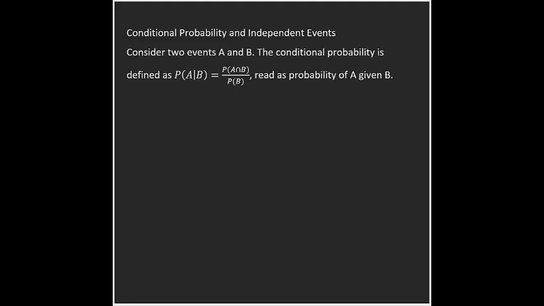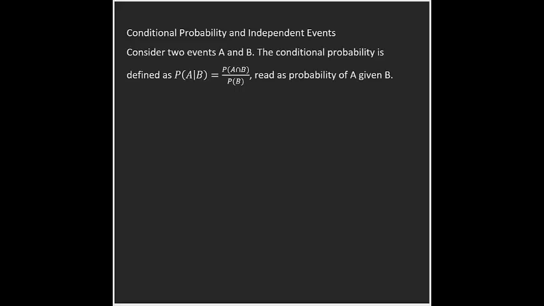Conditional probability and independent events. Consider two events A and B. The conditional probability is defined as P(A | B), which is probability A intersection B over probability B. We read this as probability of A given B. That means we need to find the probability of the event A when event B is known. So that is basically the definition of conditional probability.